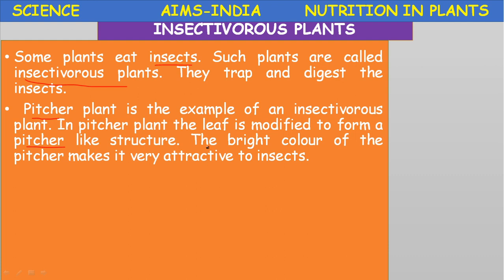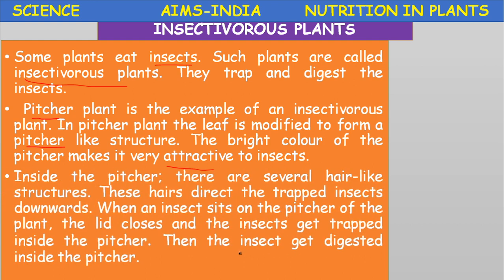The bright color of the pitcher makes it very attractive to insects. So this plant is also called Nepenthes. As we discussed, every organism has its own scientific name and common name. So scientific name is universal, but the common name from place to place will change. Okay.